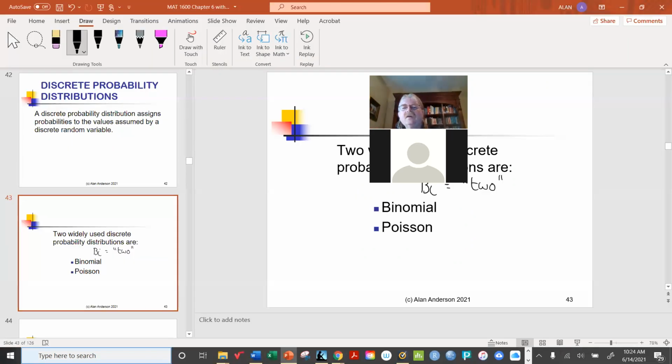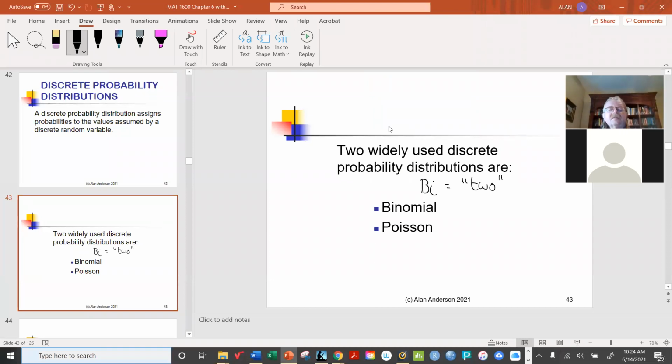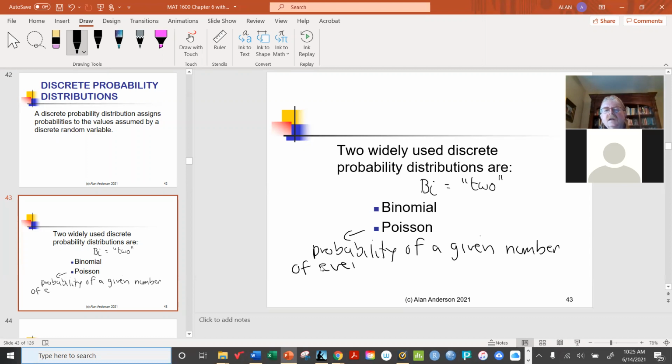But what we are focusing on here is the Poisson distribution, which we'll see in a little while, is meant to explain, among other things, the probability of a given number of events occurring during a given time interval.